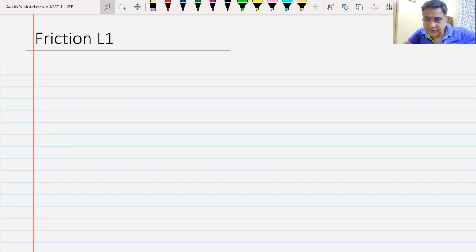In the previous class, we finished Newton's laws, and now we venture into the next topic, which is known as friction. Does anyone know anything about friction? What do you mean by friction? Any idea about friction? The force which opposes.